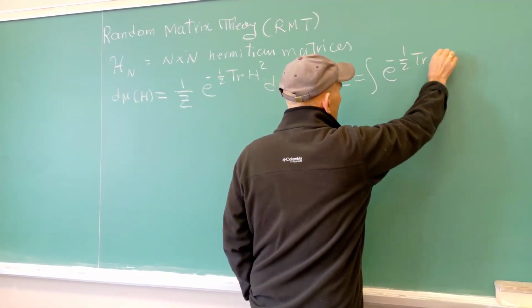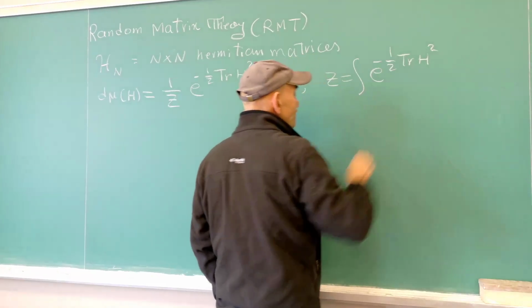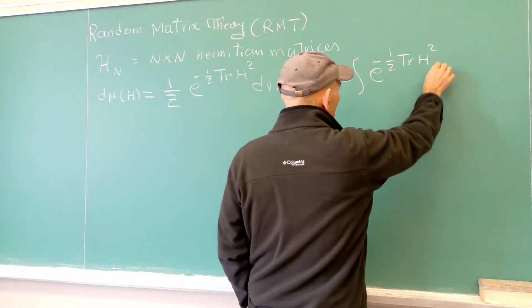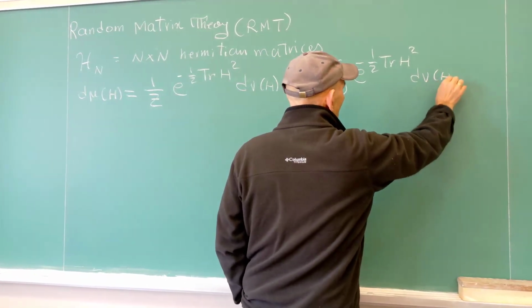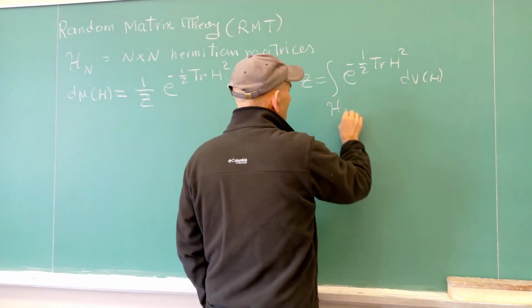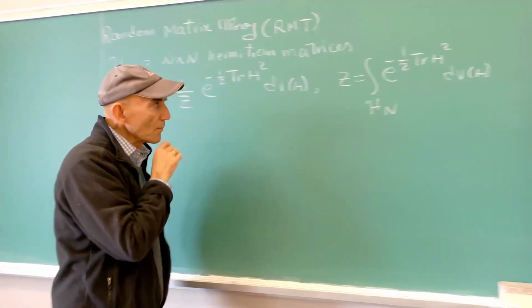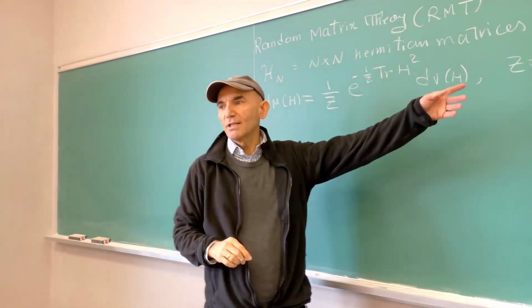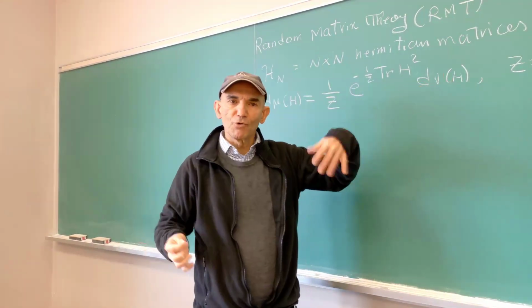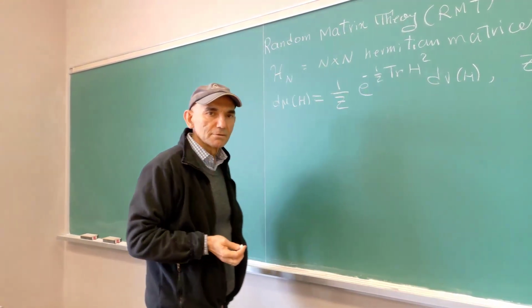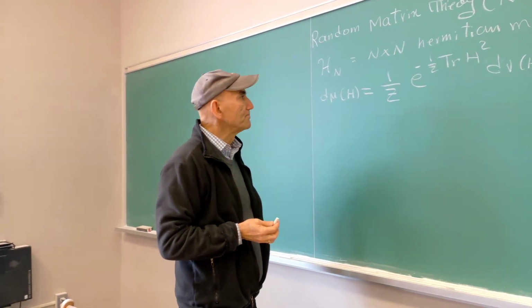It's the integral of exponential of minus 1/2 trace of H squared dV of H over Hn, right? Actually, we calculated that integral using formulas for Gaussian integrals from the first lecture.